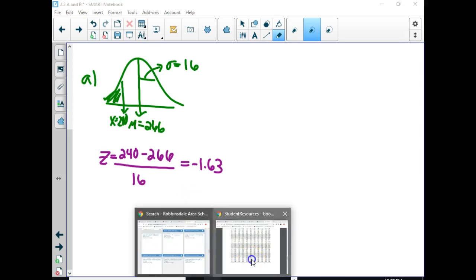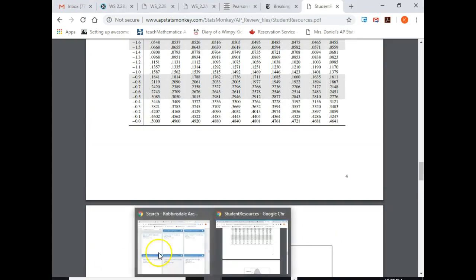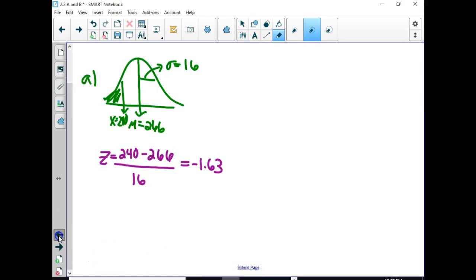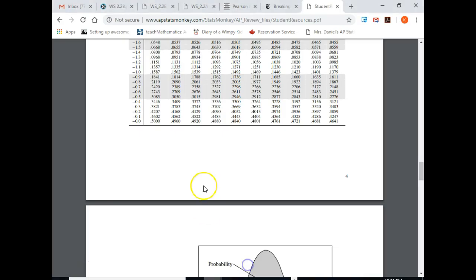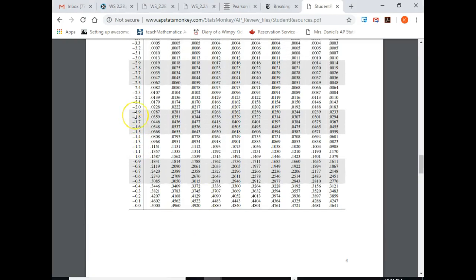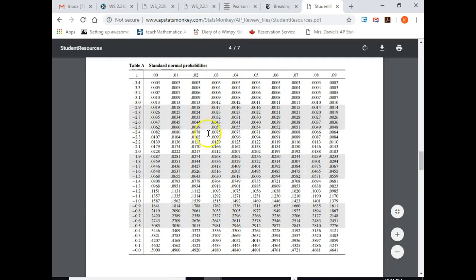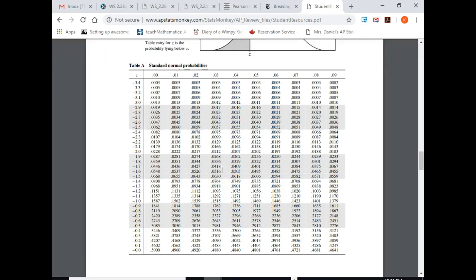I need to go to my table at negative 1.63. Now remember, if you go to your summary from yesterday, table A is the outside, okay, when we're dealing with the what percent or what percentile, what proportion. So I go to the outside of my table. Negative 1.6 is right here. And then 3 is right here. And you have to see where they intersect. And it looks like they intersect right here at 0.0516. So you can answer it as 5.16 percentile or 0.0516 as a proportion. I don't care. Either one, I will give you credit.